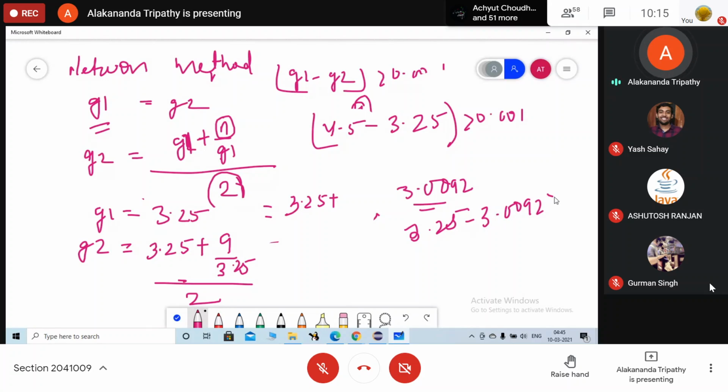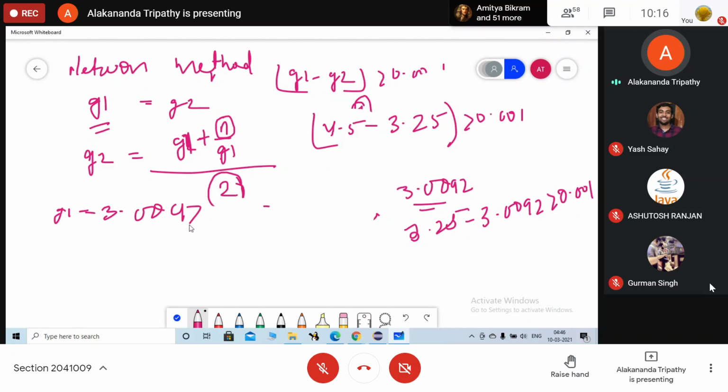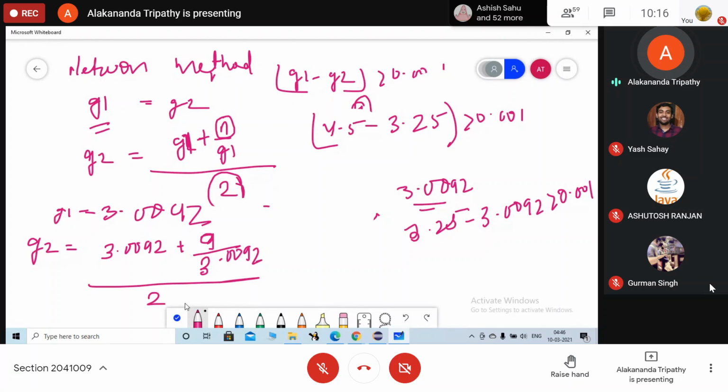3.0092 is greater than 0.001. Yes, ma'am. So how many more steps do we have to go? We need to go for another one more step. Yes, ma'am. Okay, so here what will be the G1 value? 3.0092. Now compute G2. So G2 is equal to 3.0092 plus N, which is 9, divided by 3.0092, whole divided by 2. What will be the answer?